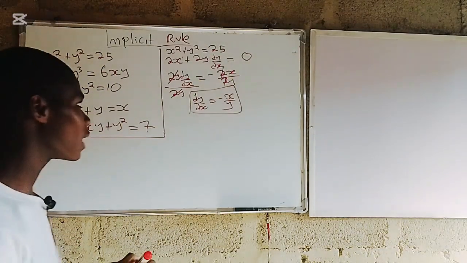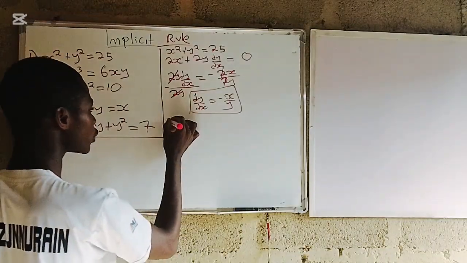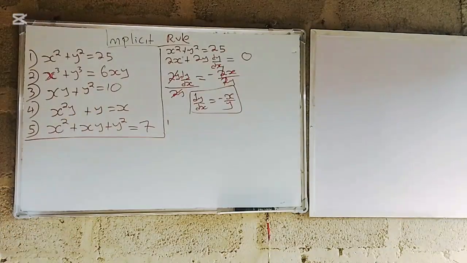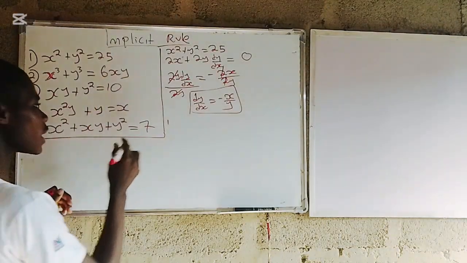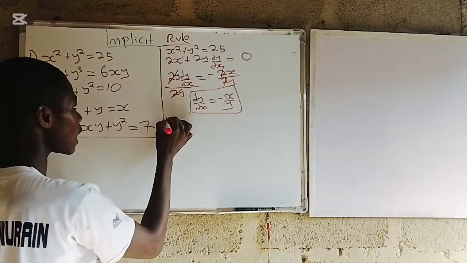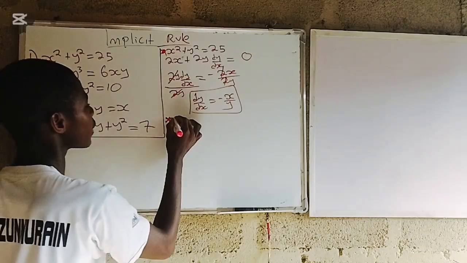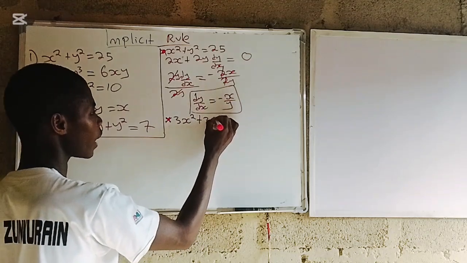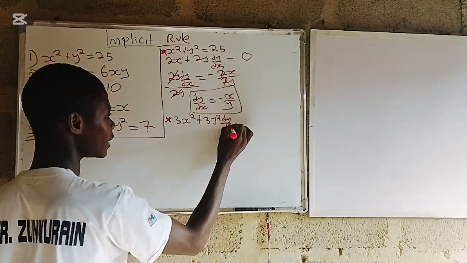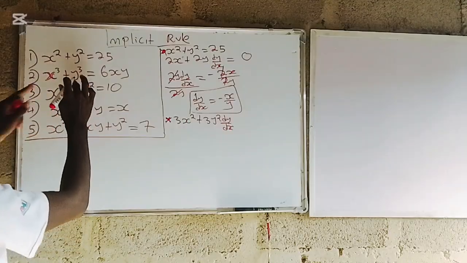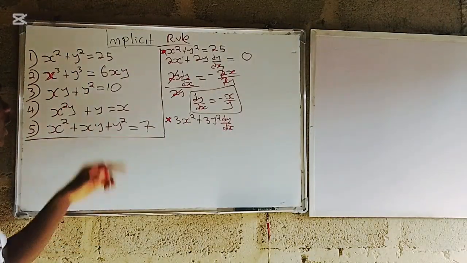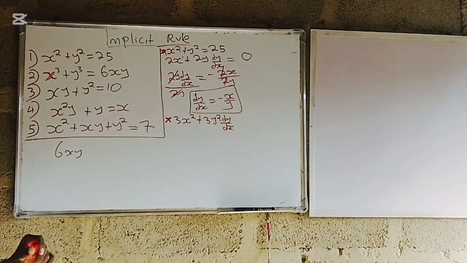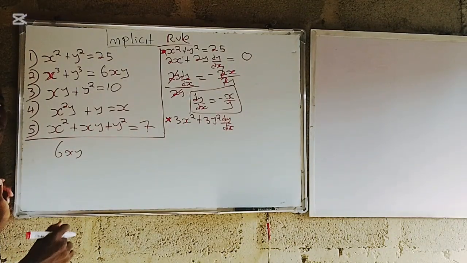The second problem says x cubed plus y cubed is equal to 6xy. I have to differentiate this. If I differentiate this, I'll get 3x squared plus 3y squared dy by dx. I just differentiate this and differentiate this. But if we are going to differentiate 6xy, we cannot differentiate it directly. We are going to apply the product rule.